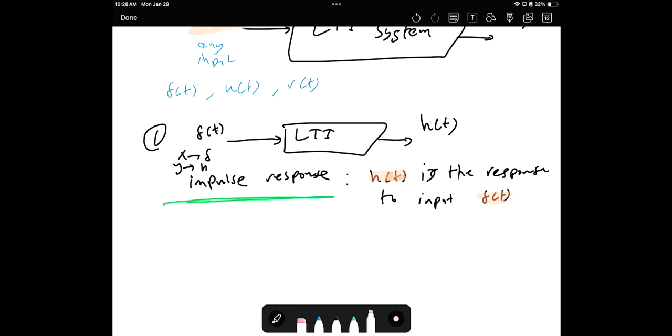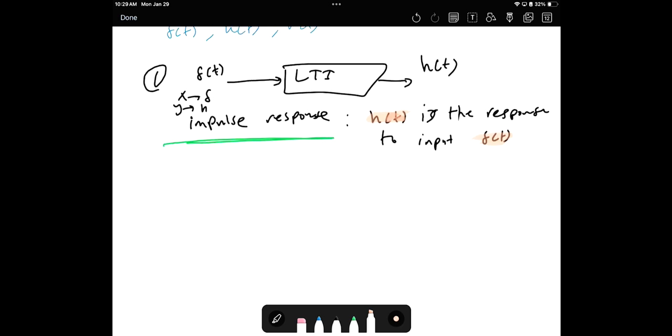It is like having a system as a box. You inject delta of t, then you monitor what is happening. What you see at the output is h of t, and it is called the impulse response.